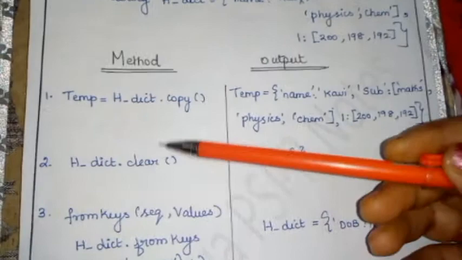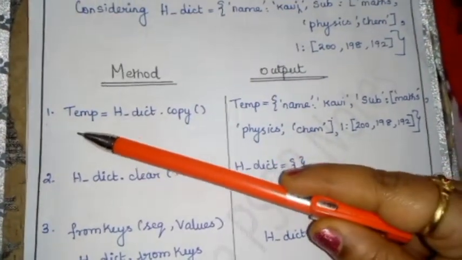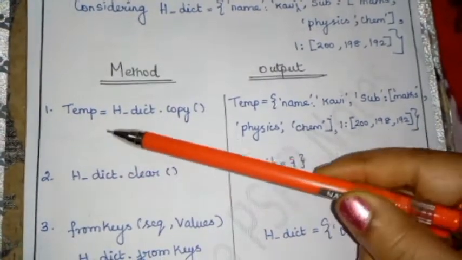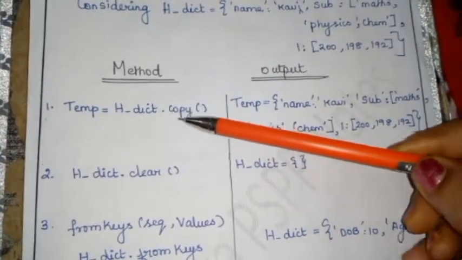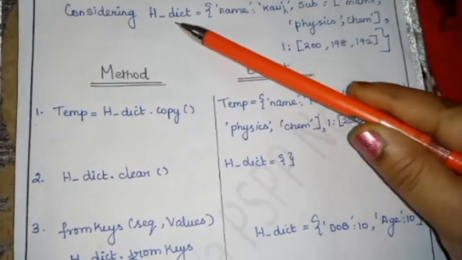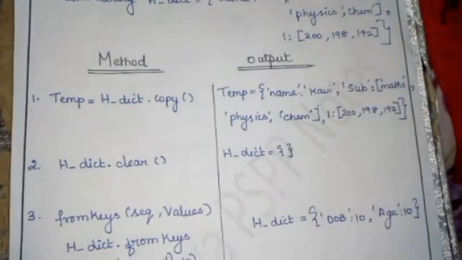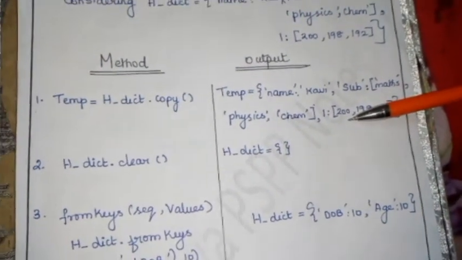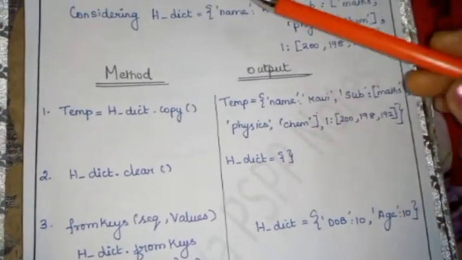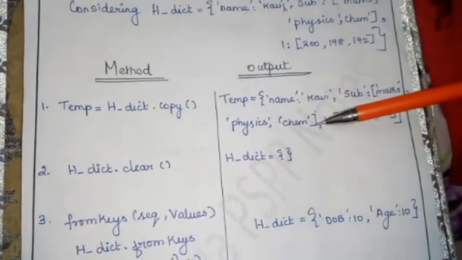Now temp equal to, temp is my new variable, okay? Temp equal to h_dict.copy(), which is nothing but it will copy this h_dict to a new dictionary variable temp. Output, see, this is the output, okay? Now temp equal to this whole bunch of dictionary h_dict will be copied here.